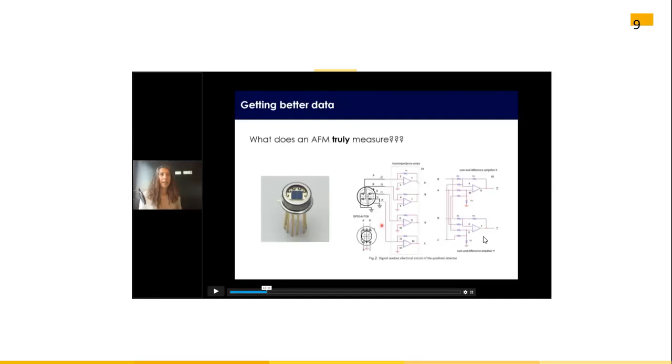The AFM measures voltage and not force as commonly believed. The simplicity of measuring voltage with an AFM can be a burden in addition to being a benefit, as constant and precise calibration is needed.